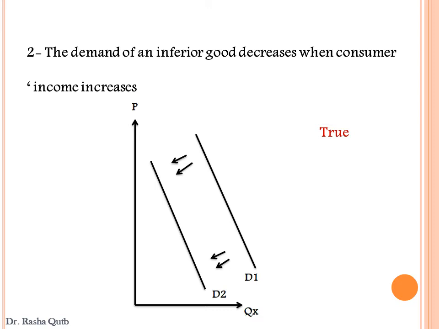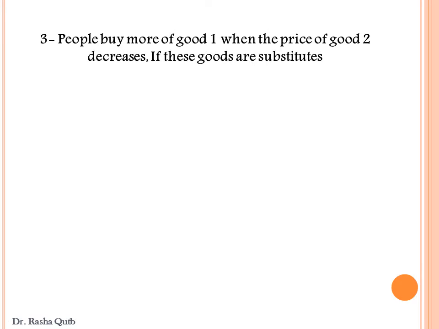The inferior good is a kind of good whose consumption decreases as the consumer income increases, and the effect is shown graphically by shifting the whole demand curve leftward or downward. Number 3, people buy more of good 1 when the price of good 2 decreases if these goods are substitutes.